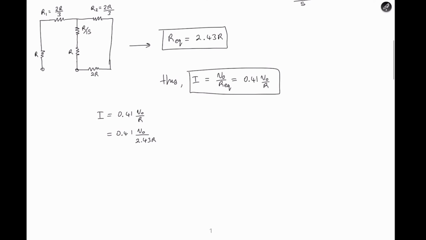Now we move. I is basically the voltage source divided by the resistance seen by the voltage source, and that is 0.41 V0 over R. We're dealing with variables, so let's keep it like that. Don't mind this right here. I was trying something.